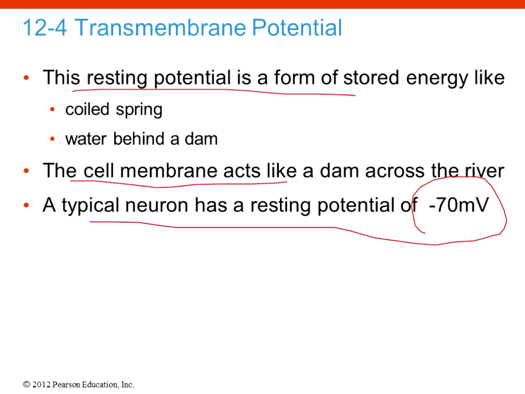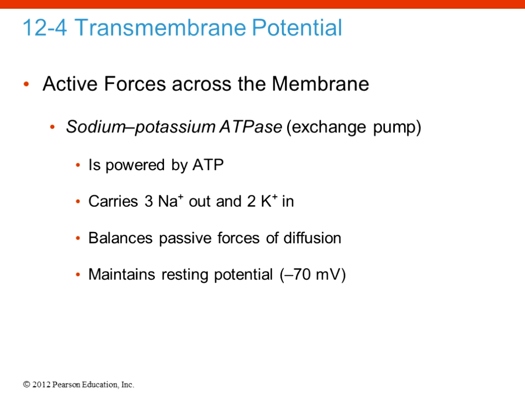And now a way to generate an impulse of some kind is to change this negative 70. Typically what's going to happen is that negative 70 is going to become more positive. And when the charge becomes more positive, that is what we call a depolarization. All right, so that's what we want to look at as we talk about this topic.